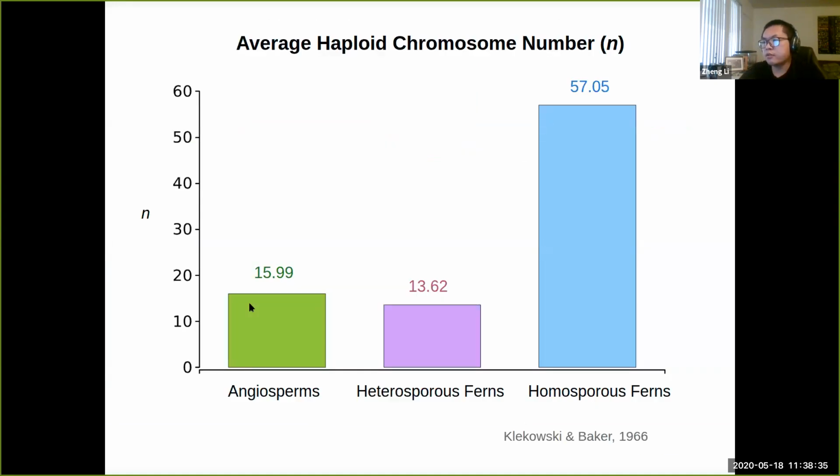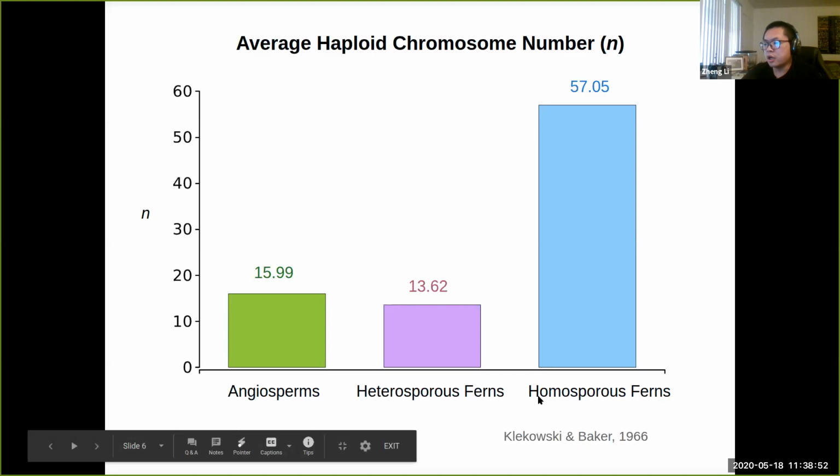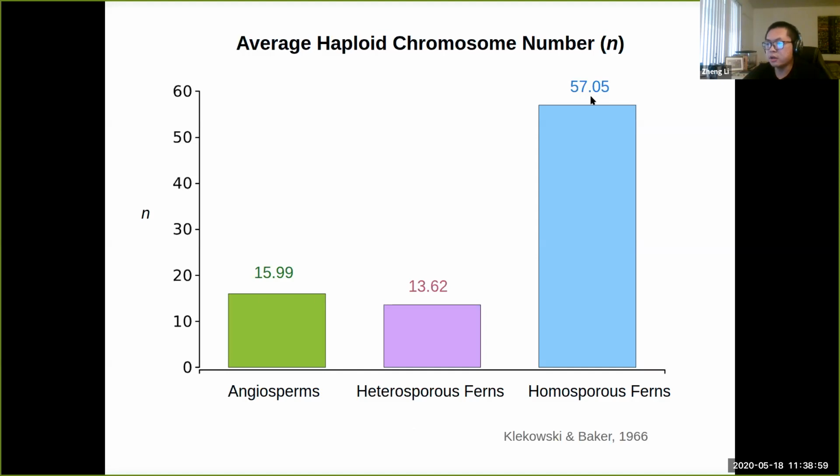And the study for haploid chromosome count has been going on for a really long time. So one of the classic studies is from Klekowski and Baker in 1966. So what they found is the average haploid chromosome count among these 3 groups. In homosporous fern, it has a haploid chromosome count of 57, which is really high, 3 times compared to flowering plant, compared to heterosporous ferns.